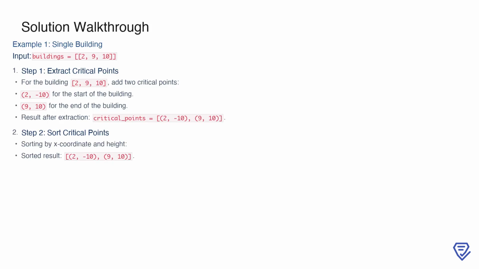To solve the skyline problem, we begin with a straightforward example consisting of a single building defined by the input buildings equals [2, 9, 10]. This building starts at position 2, ends at position 9, and has a height of 10.